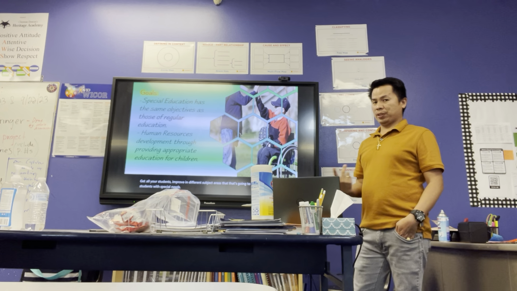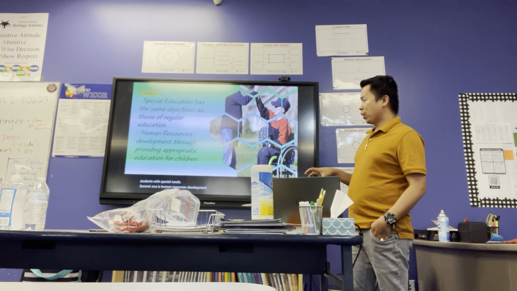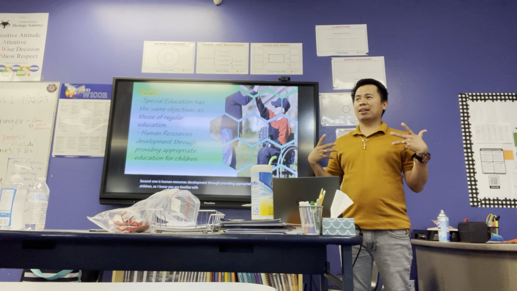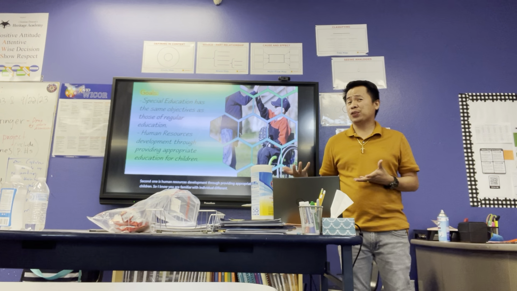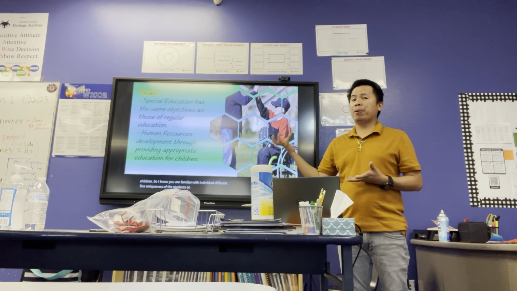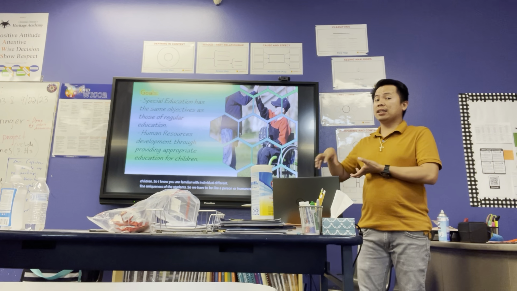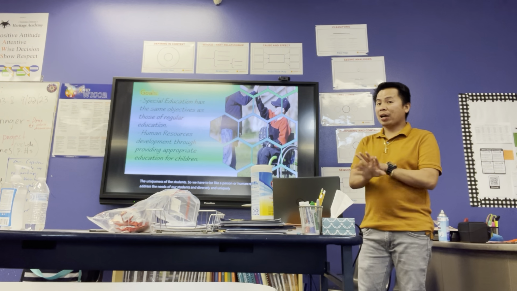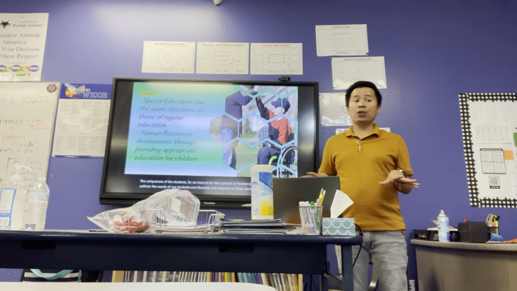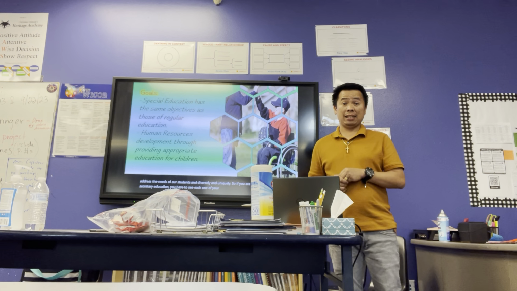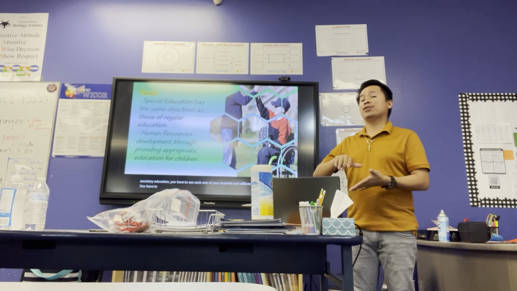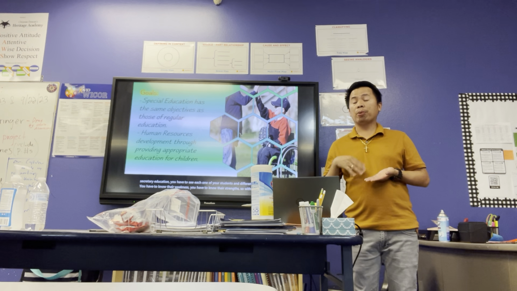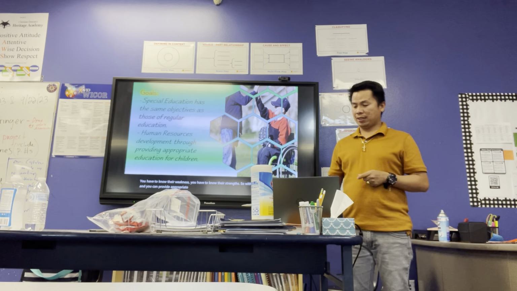Second one is human resources development through providing appropriate education for children. I know you are familiar with the uniqueness of the students. So we have to be human resources that will address the needs of our students diversely and uniquely. If you are teaching in a segregated education, you have to see each one of your students on differences. You have to know their weaknesses and their strengths. With that, you can provide a proper education for your students.